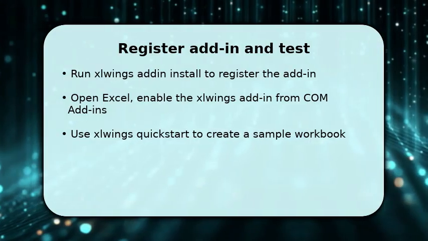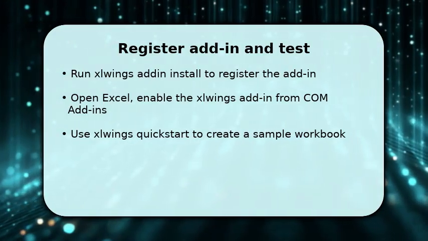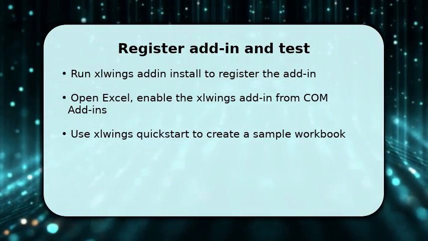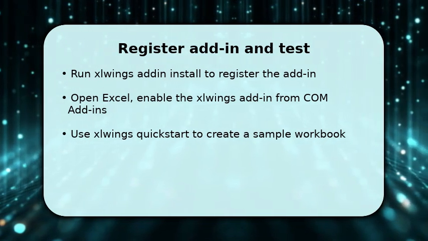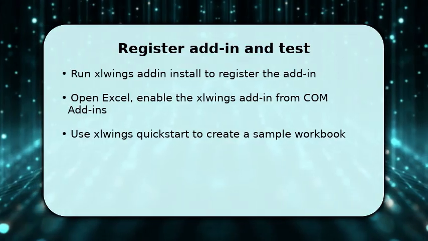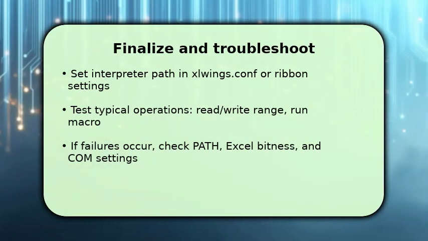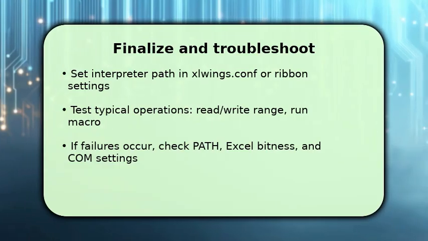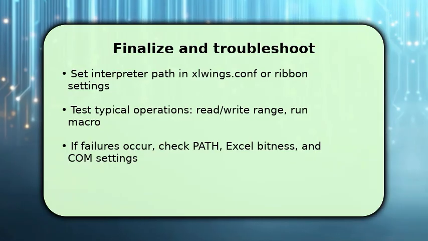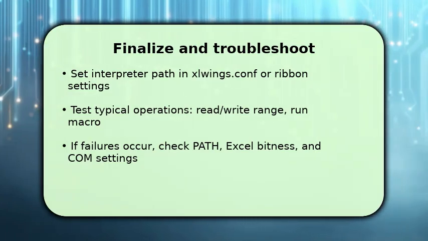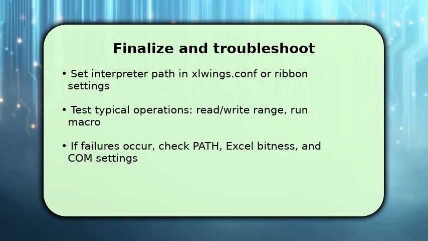Once the Quick Start is loaded, press the Run Python button on the ribbon to ensure the round trip works, and to verify Python communicates with the active workbook. To finish, point Xlwings to the correct Python interpreter via xlwings config or the ribbon settings so Excel invokes the intended environment. Then test common tasks, reading and writing a range, and running a Python-backed macro.